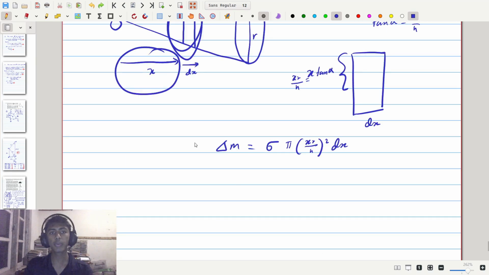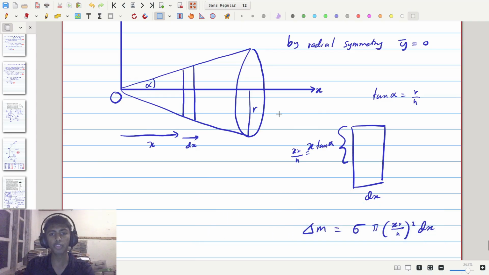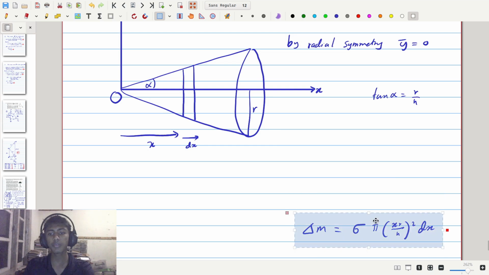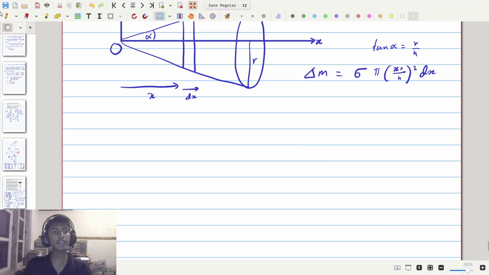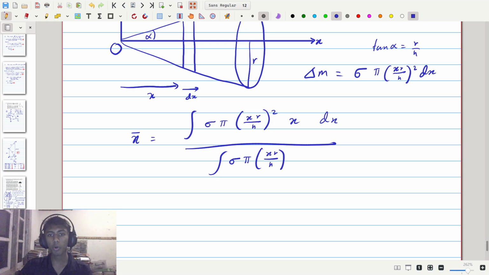So given this, we can now write down the integral, which is going to give us our x bar here. We can erase this, though we'll leave it for now because we need it to substitute in the integral, but then we'll erase it. So x bar equals the integral of delta m times x, which in this case is sigma pi (xr/h) squared times x dx, divided by, and the second integral down here is just the integral of the mass, so the integral of sigma pi (xr/h) whole thing squared dx.